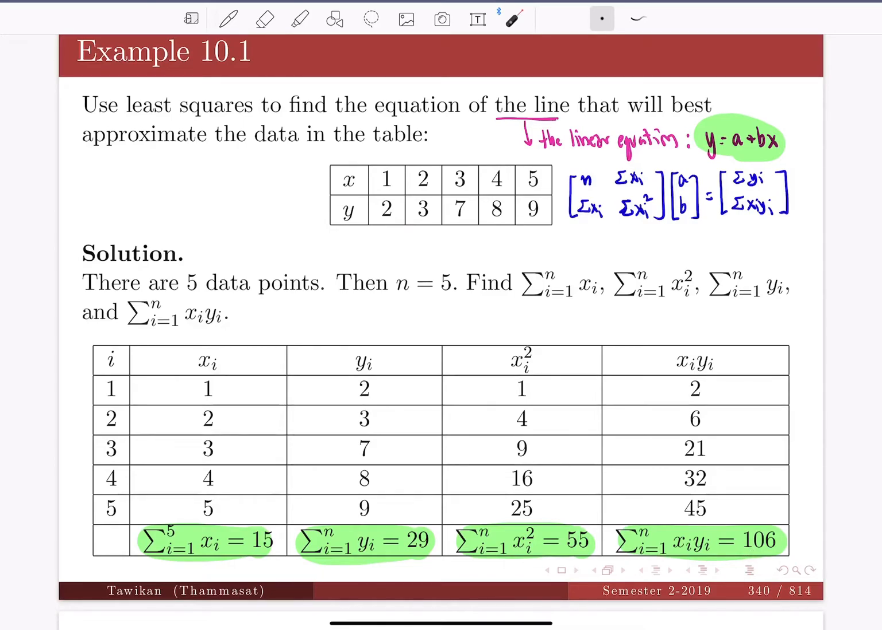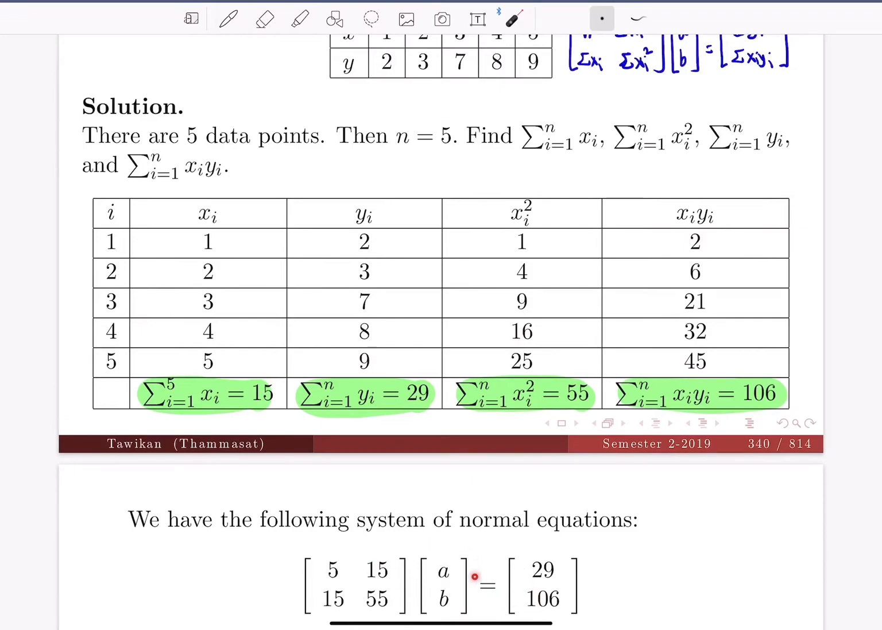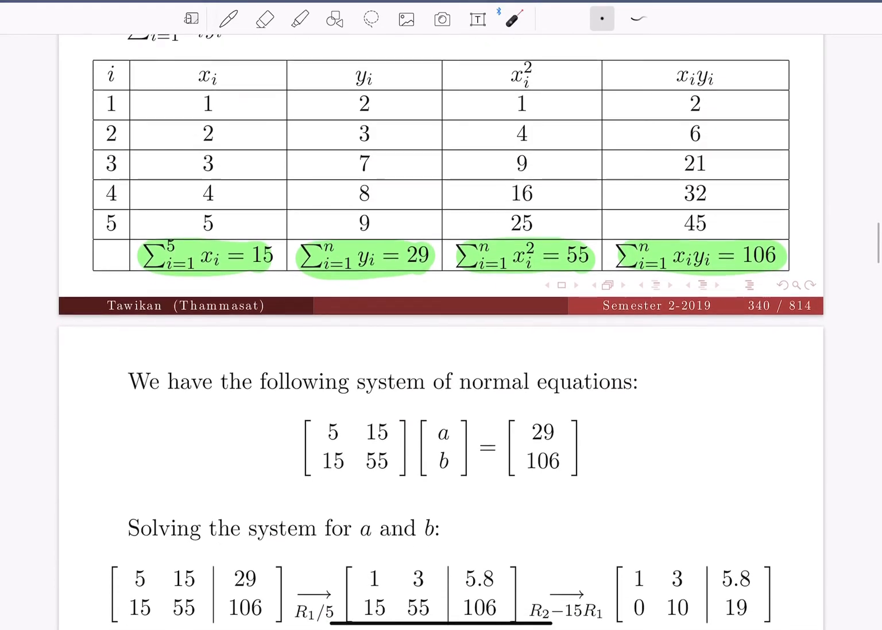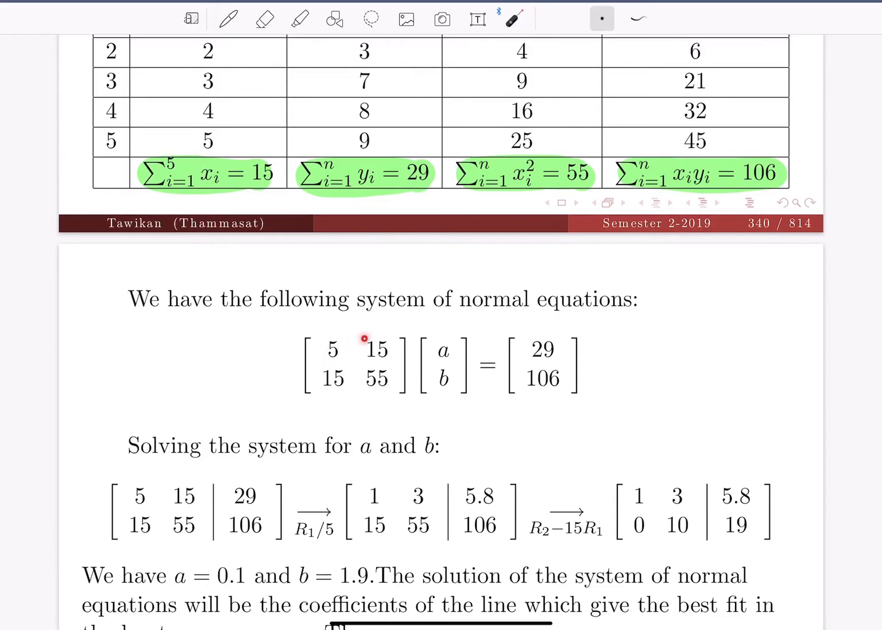So I get the system. I have it on the next slide. Okay, this is the system, that I got the coefficient matrix from the table in the previous page, and also the right hand side. And you all know how to solve this system, right? You can use Gaussian elimination, you can use Jordan elimination, or whatever technique that you can think of. Just do whatever it takes to get A and B.